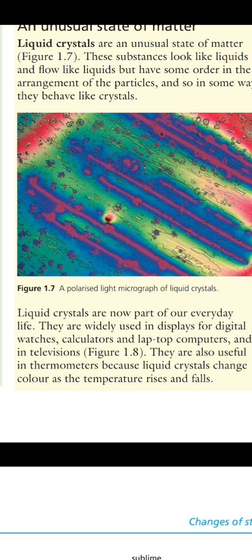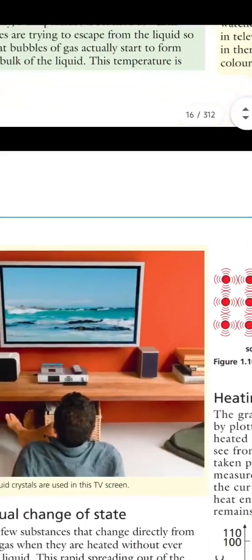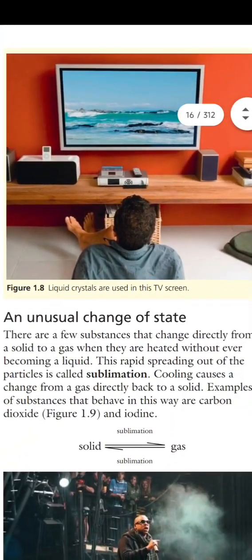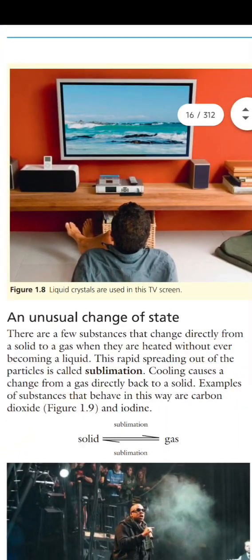Now let's talk about another very interesting thing: sublimation. Normally, when you heat a solid, it melts and changes into a liquid. Then when you heat the liquid, it boils and changes into a gas. So the usual order is solid converts into liquid which converts into gas. But some substances skip the liquid step completely. When you heat them, they change directly from solid to gas. This process is called sublimation.